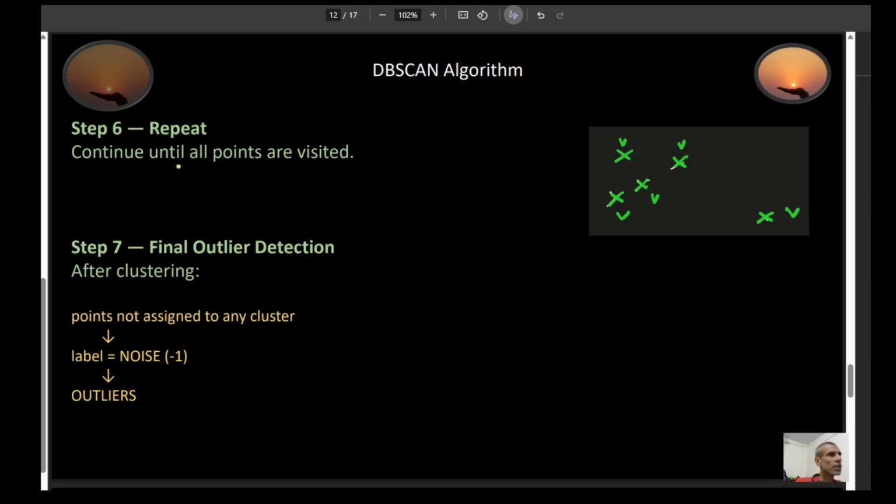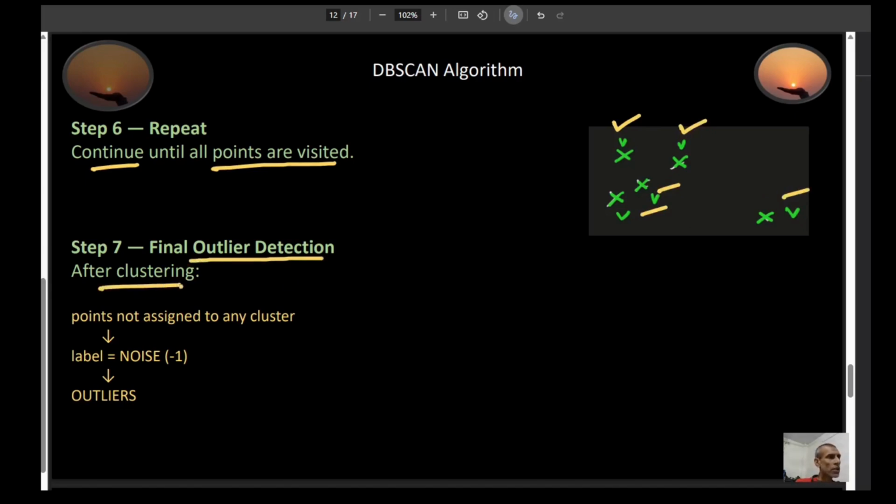And then the next step, we keep continuing this process until all points are visited. In other words, all points are marked as visited. This one is visited, visited, visited, visited. Everything has been marked. Then step 7, now you perform your final outlier detection.